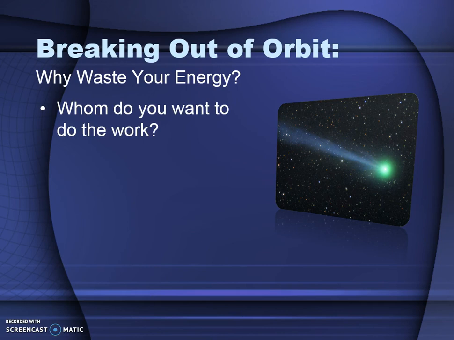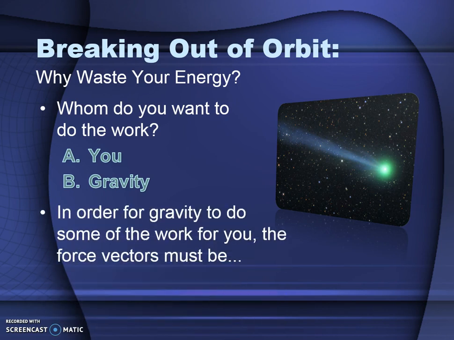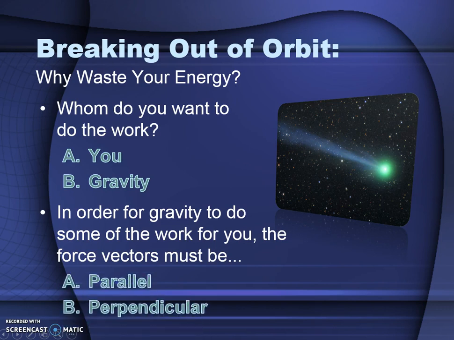So, whom do you want to do the work of breaking out of orbit? A, you, or B, somebody else, of which gravity is probably going to be the chief culprit. I'm going with somebody else. Gravity works for free. In order for gravity to do some of the work for you, the force vectors for force and displacement must be A, parallel, B, perpendicular. Yeah, I know, first semester physics. Gravity, work is dot product.